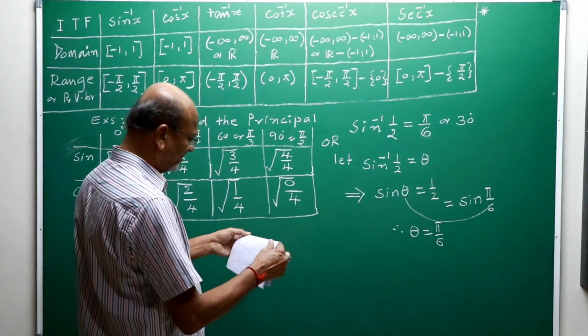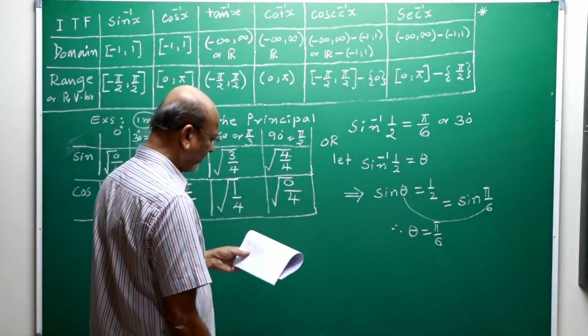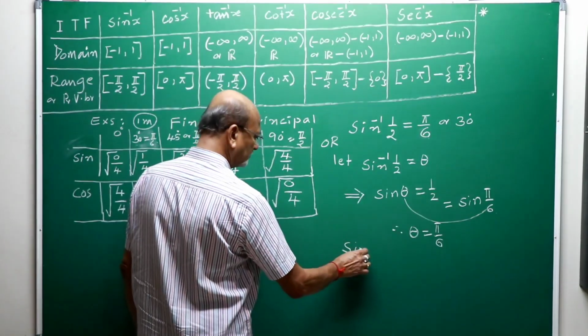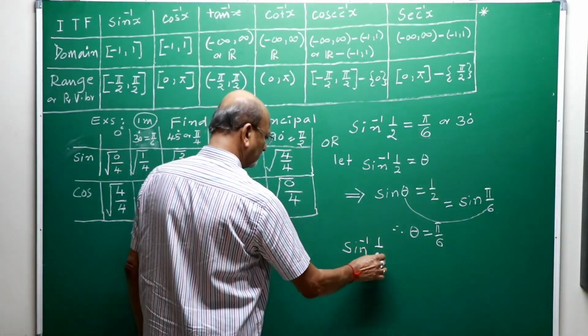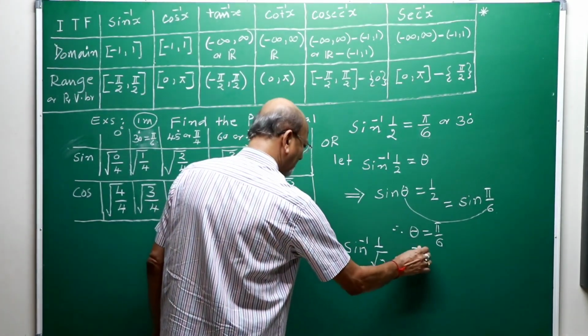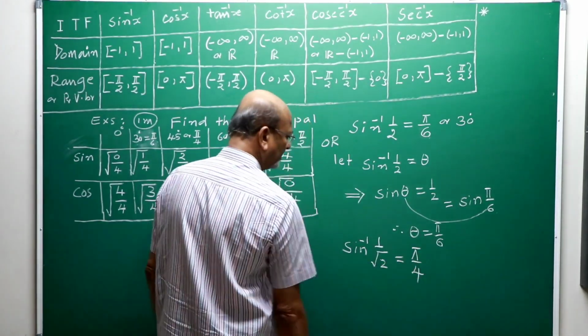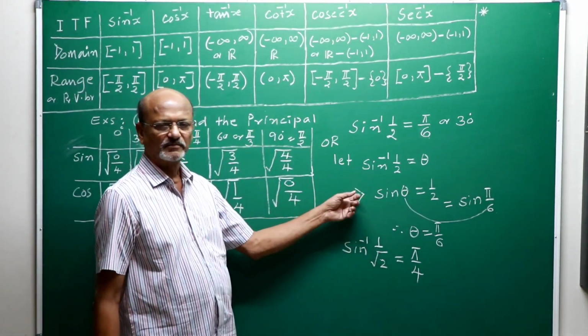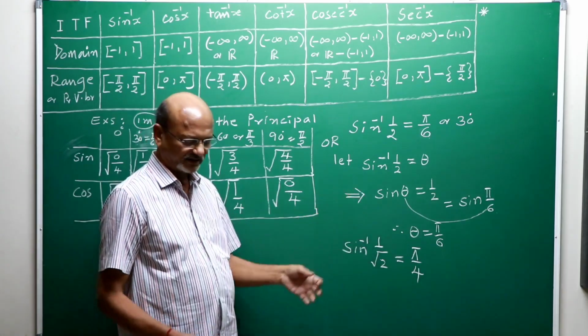Alright my friends, next one is sine inverse 1 by root 2. Yes my friends, you can directly write pi by 4, otherwise 45 degrees. If you want the method, you can find it as above.